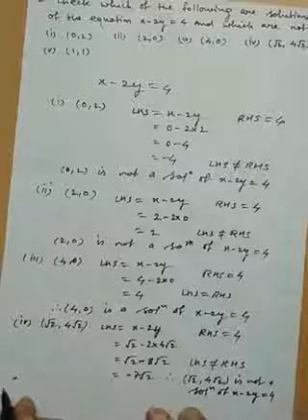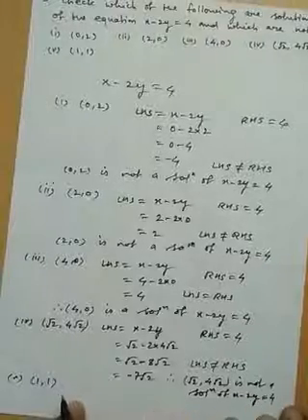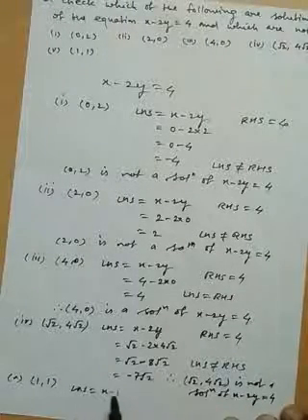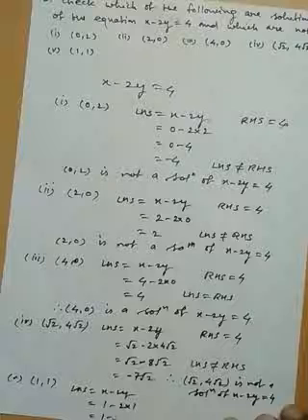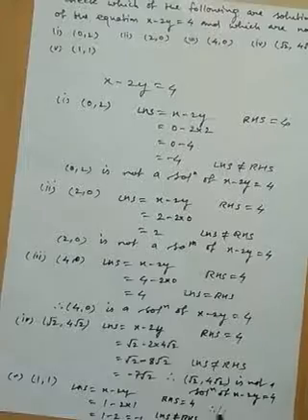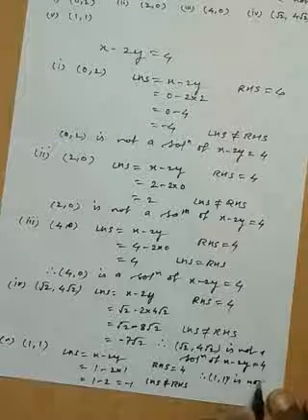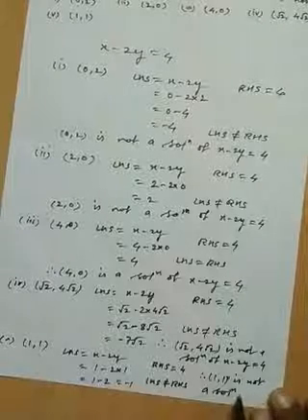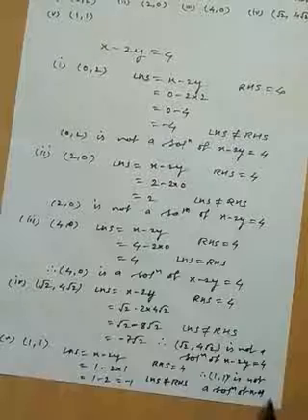The last option is (1, 1). To check, in the LHS, put x equal to 1 and y also 1. So 1 minus 2 is minus 1 and RHS is 4. So LHS is not equal to RHS. Therefore (1, 1) is not a solution of the given equation.